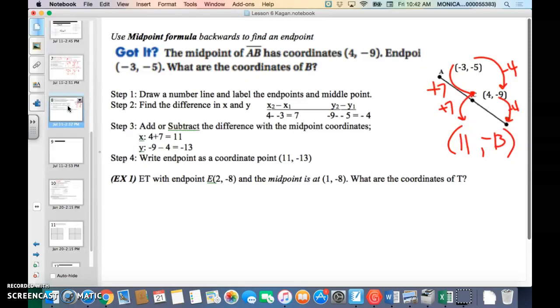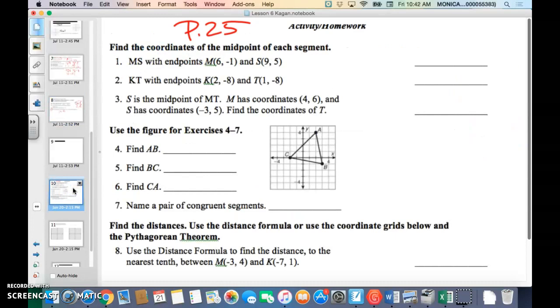So go ahead and read through this, try this example, and as you work it out, you should get 0, negative 8 as your answer. But go ahead and pause, make sure you know it, and then you go ahead and start your work on page 25. Your exit ticket, as always, is on quizzes.